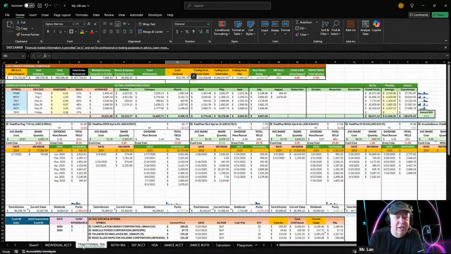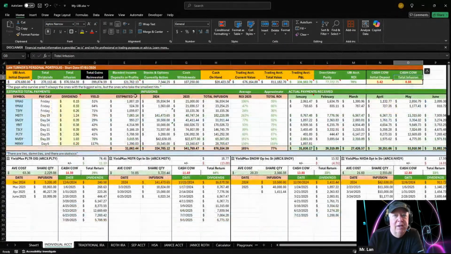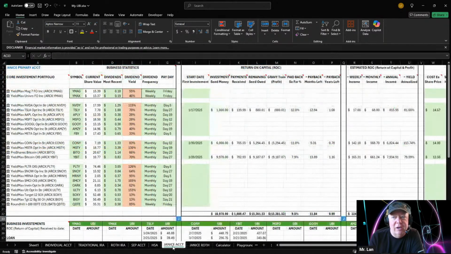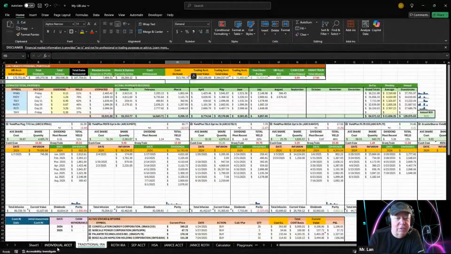This is my traditional IRA. This is my individual account, not my IRA. This is my IRA. Of course, we got a Roth, a SEP, an SHS. We got my wife's 2 accounts. We got all kinds of accounts in here, but they're all still basically on the old version. So I brought my accounts over to the new version.